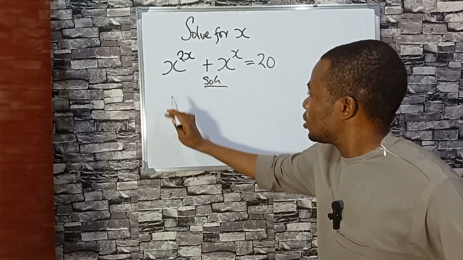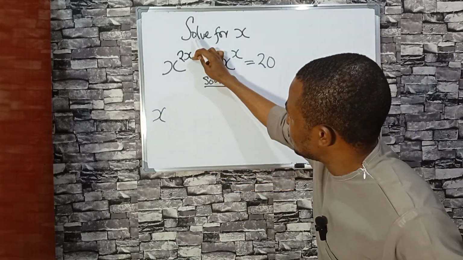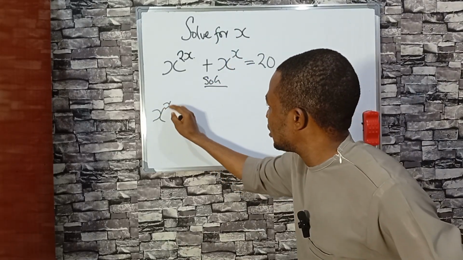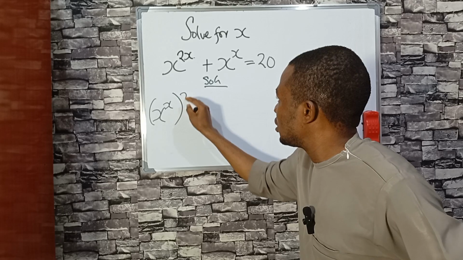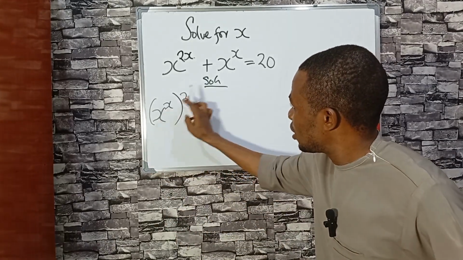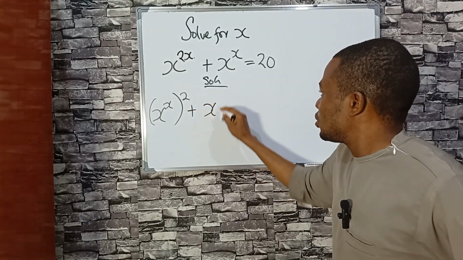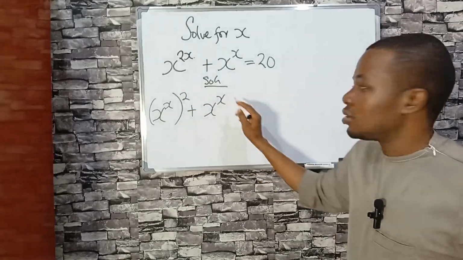Now, look at something here. What if I write this as x? I will take the x inside, then 2 outside. Indices permit us to multiply the powers, because x times 2 is still 2x. Then here, x times x raised to the power x equals 20.